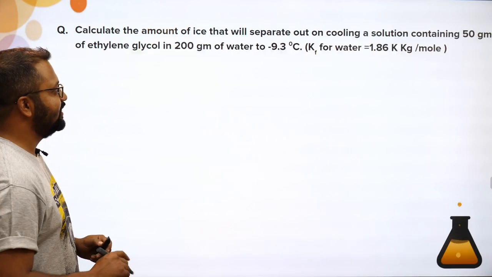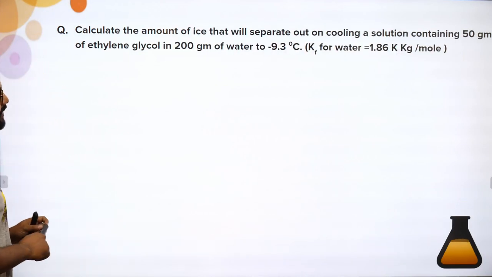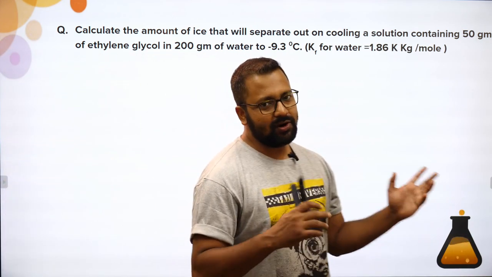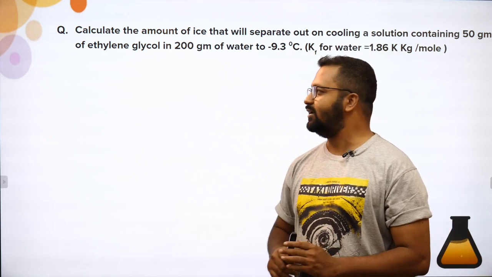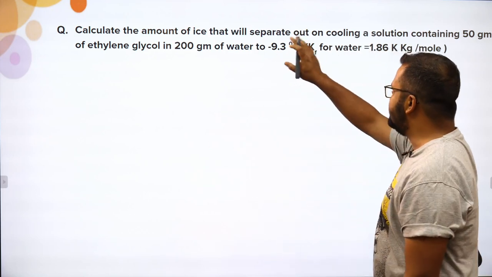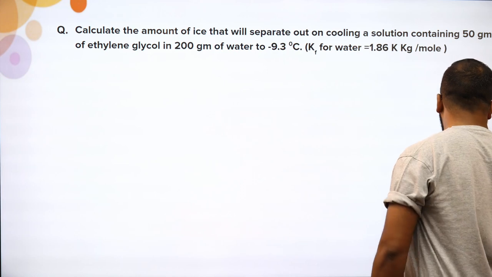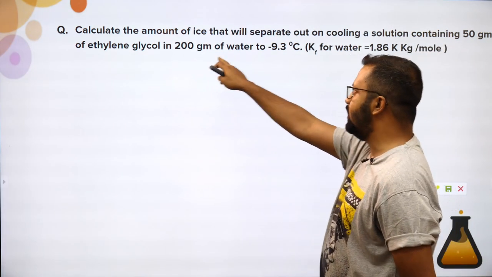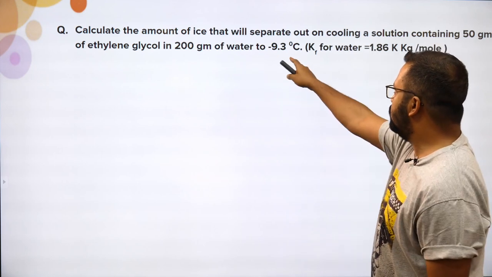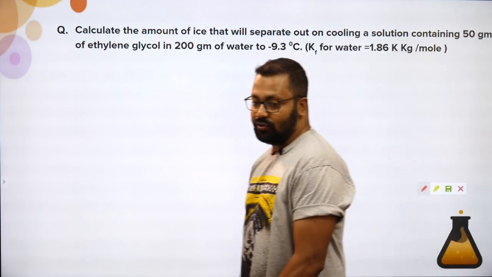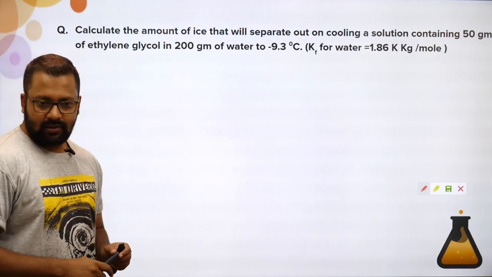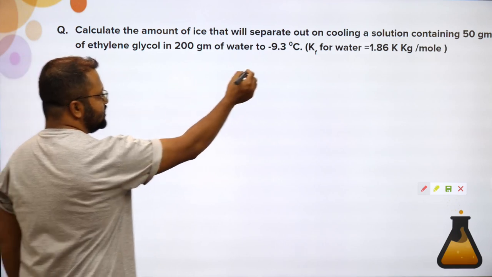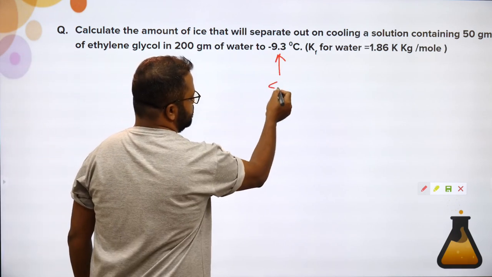Let's move ahead. Let's take this question. Calculate the amount of ice. This question has been asked many times in a number of examinations in a different manner. Calculate the amount of ice that will separate out on cooling a solution containing 50 gram of ethylene glycol in 200 grams of water to -9.3 degrees Celsius. So how to solve this question? This -9.3 tells us the depression in freezing point.